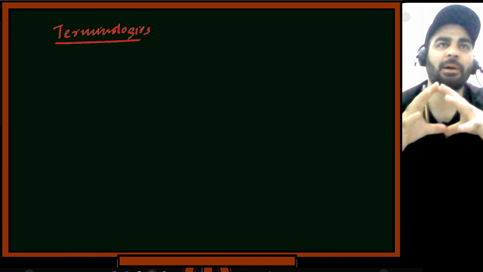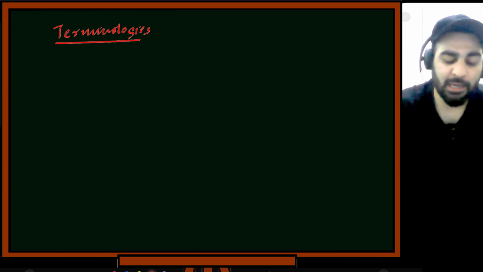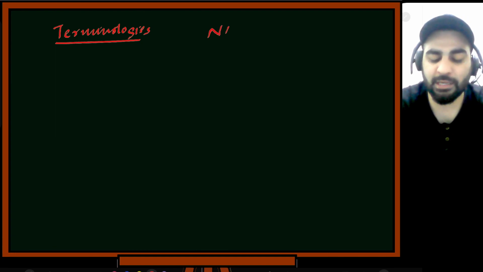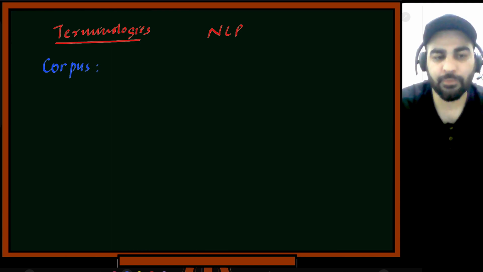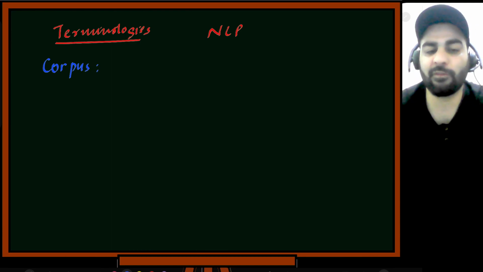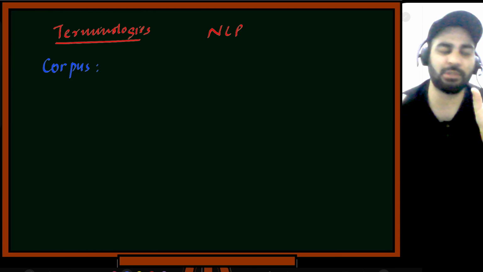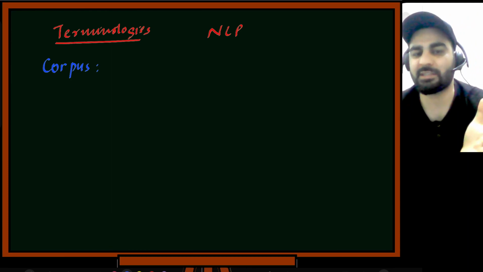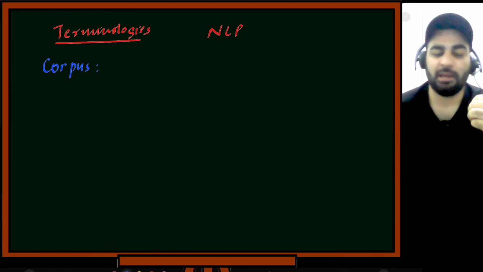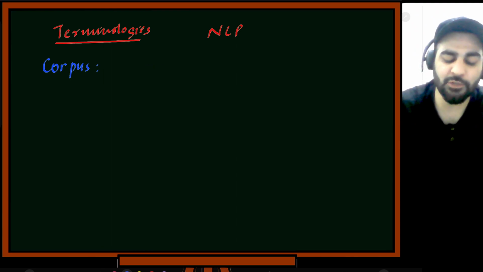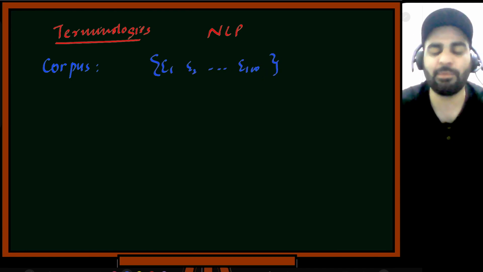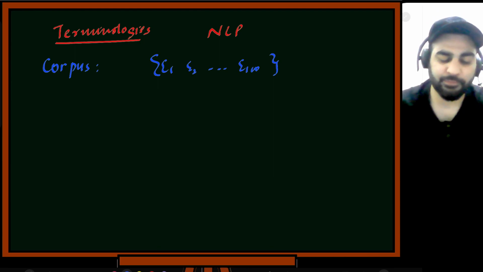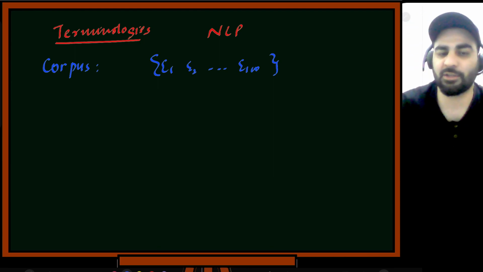Now I have a bunch of emails. In natural language processing, we call it a corpus. What is a corpus? A corpus is a large collection of text or transcribed speech. Suppose you have text or speech which is transcribed, written somewhere, and you have a lot of these. If I have email 1, email 2, till email 100, the whole set will be called a corpus.